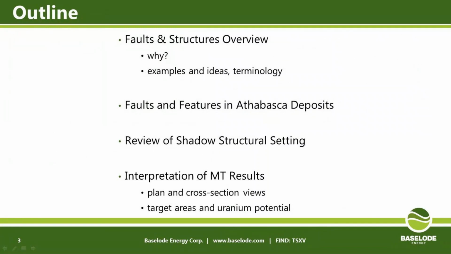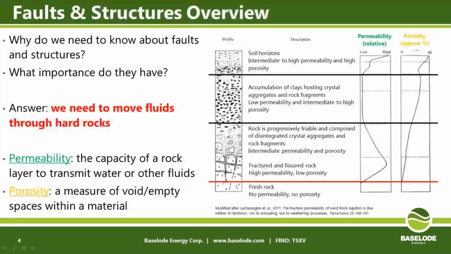I'm basically going to cover faults and structures in a general overview. Why do we need them? Why do we look for them? I'll show you some examples and ideas and describe some of the terminology. We'll also look at faults and features in the Athabasca deposits themselves as analogs, and then we'll review the shadow structural setting, everything up for an interpretation of the MT results that we flew back in August, September of this year. So we'll be looking at plans and cross-section views, and also looking at target areas with uranium potential.